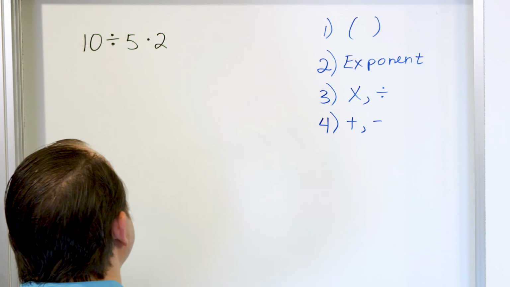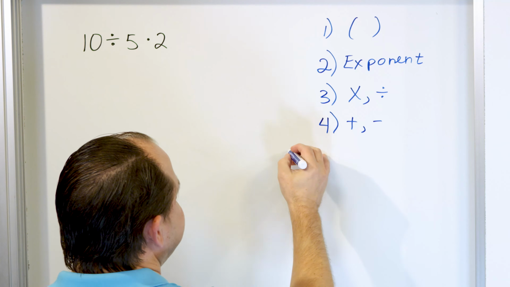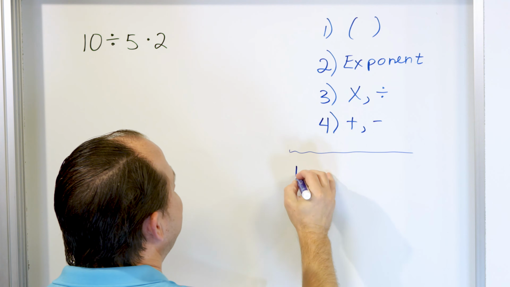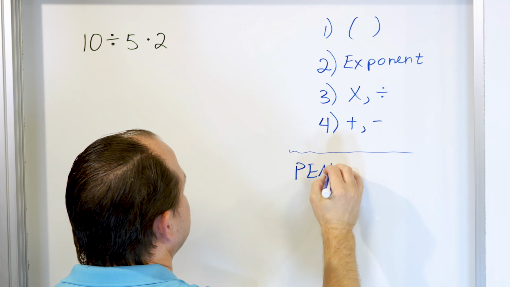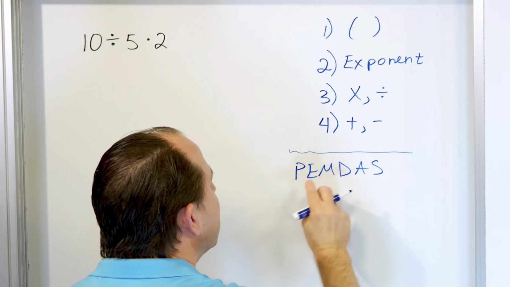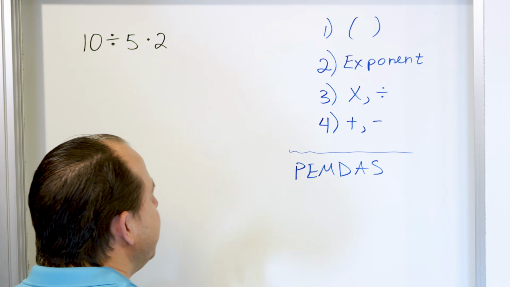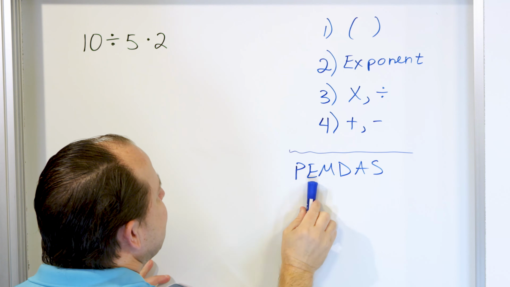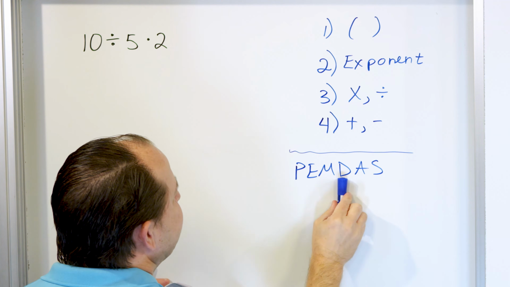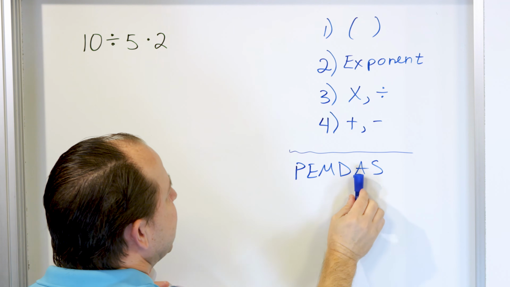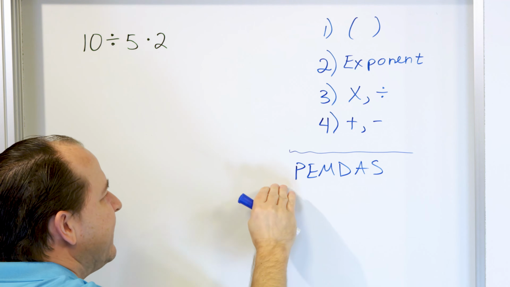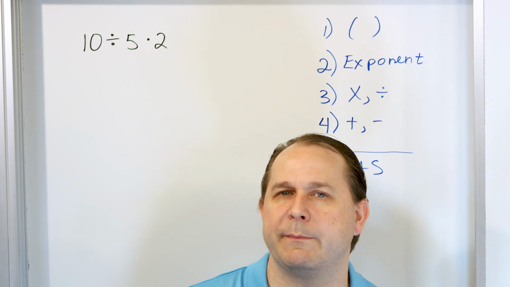Now let me show you the gotcha that people have here. All right, some people use the word PEMDAS. There are other words that people use to remember this, but this is one that's very popular. What it means is P for parentheses, then E for exponents, then multiplication and division, then addition and subtraction. And it's a nice little word that does help you kind of remember the list.